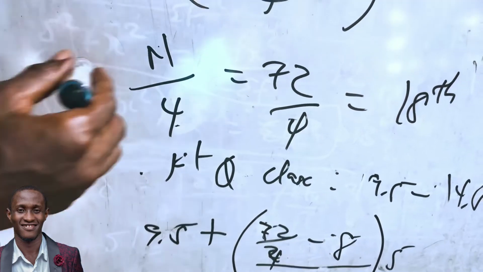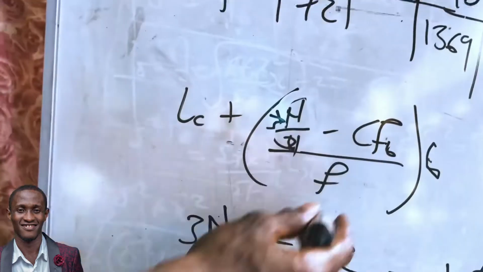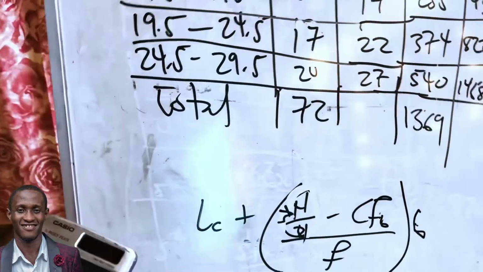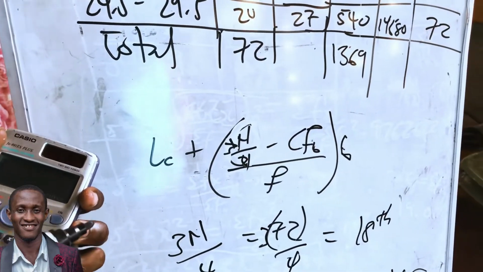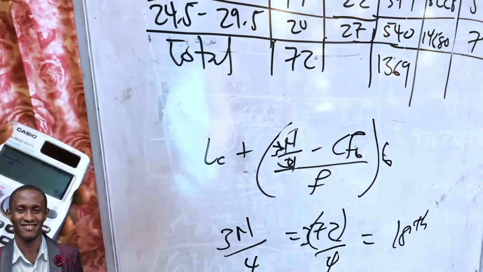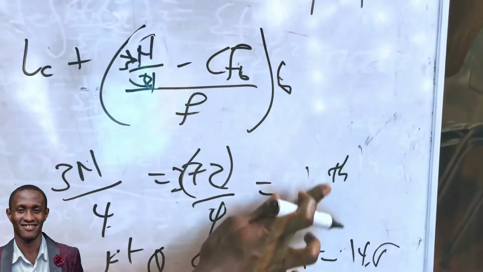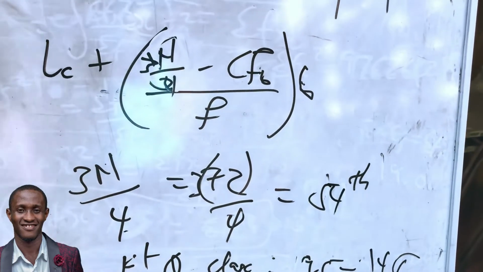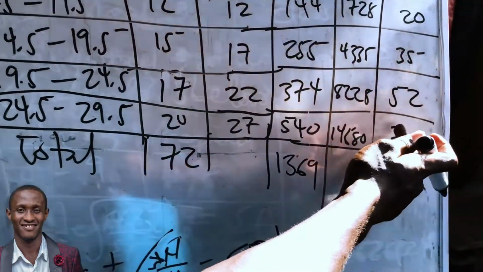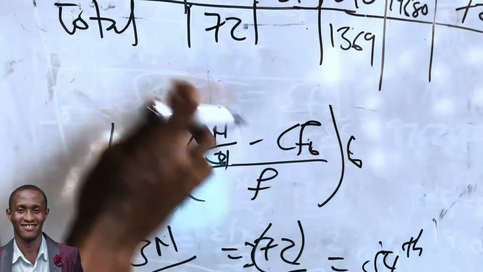Assuming it's the third quartile, that one becomes 3n over 4, sorry, so 3n over 4. So 3 times 72 divided by 4. That gives us 54. So I have the 54th position. Actually, that's going to be here. So this is from the 53rd to 72nd. So the 54th will be inside this. So it means that will be the last one.